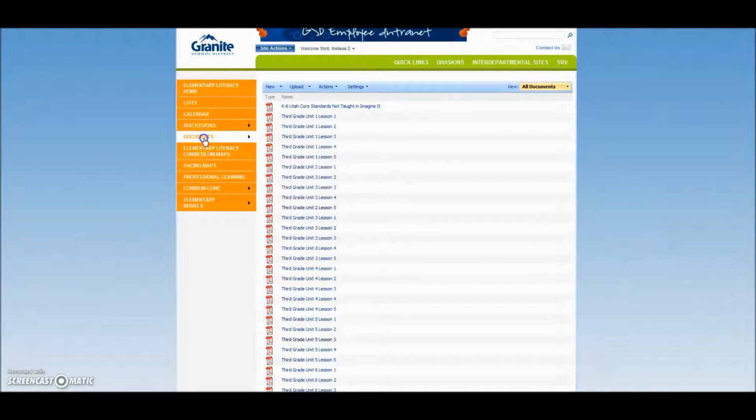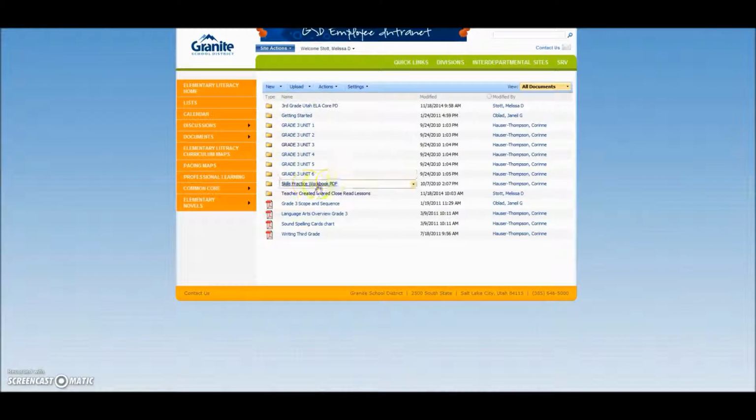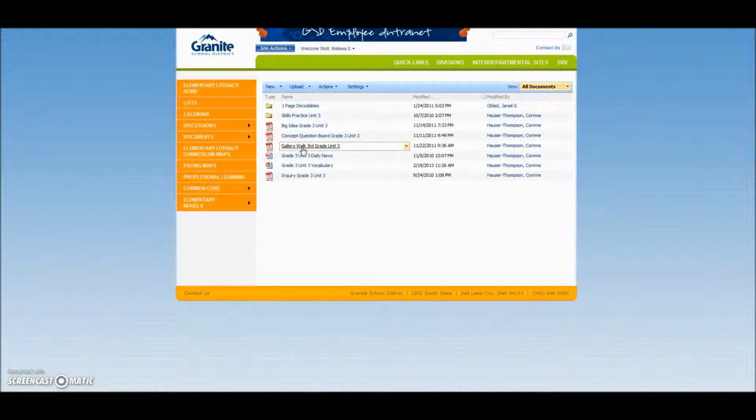You can also come to documents, come to your grade level. You'll see that everything is separated out by the unit. You can find some scope and sequences, some language arts overviews, a sound spelling chart that you could use with small group instruction with your students. If you come to the unit, you can find a gallery walk that you can introduce the unit with. There is the daily news, a vocabulary PowerPoint that contains all of the vocabulary for that unit.